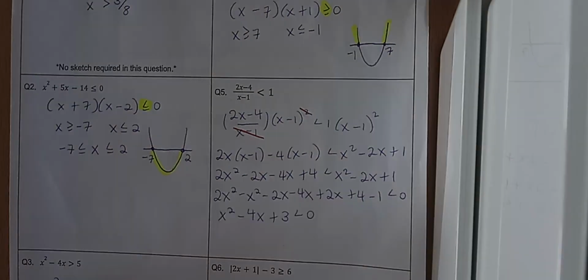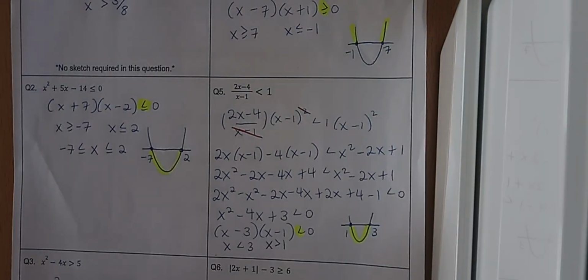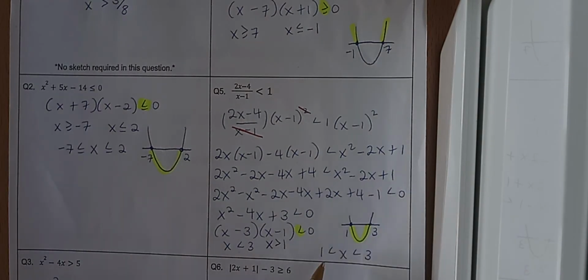This turned into a fairly nice quadratic. I'm going to factorise this. I'm going to draw my sketch. I'm going to highlight. So x is less than 3, x is greater than 1. Again, it's that one continuous segment, so what I can do if I want is I can write it as one statement. And if you're doing this, always put the smaller value on the left.